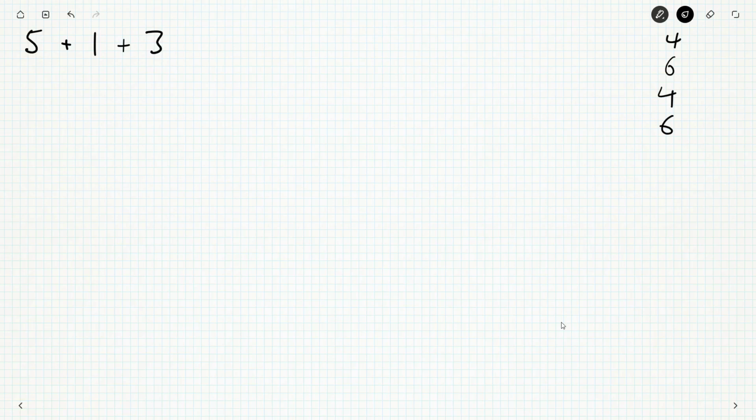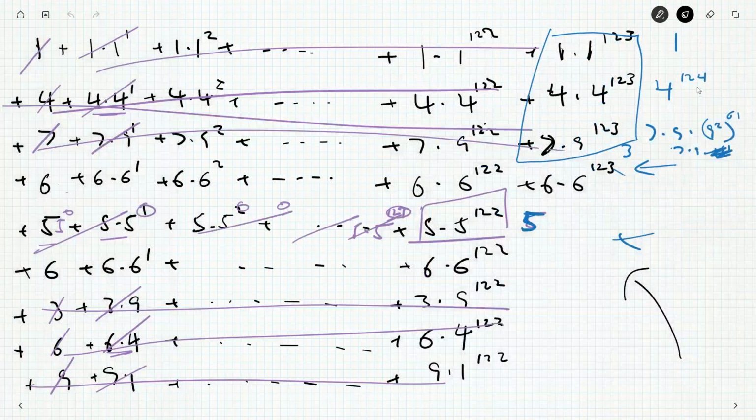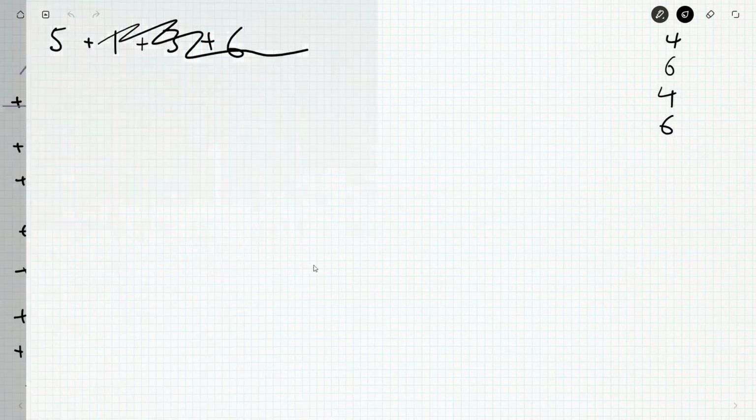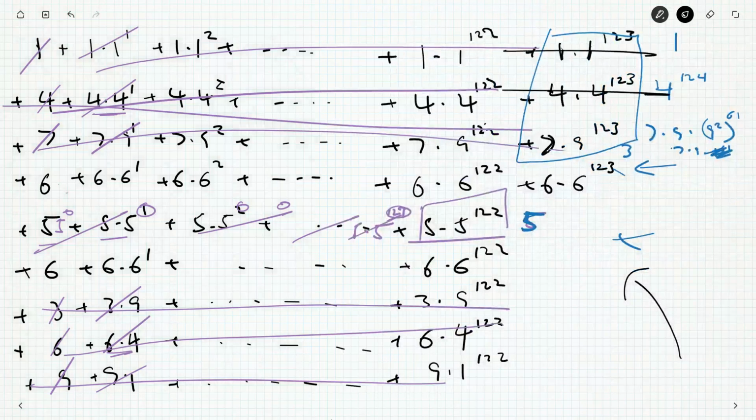So what did we have on the previous page? We have 4 to the 124, so 4 to an even power, that's going to end in a 6. So that contributes another 6. Oh, look at that, that's 10. That goes away. All right, so we've just got... So dealt with.